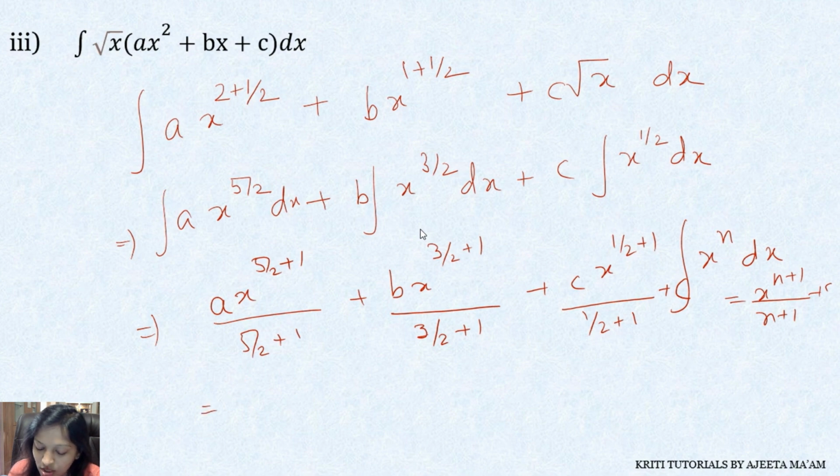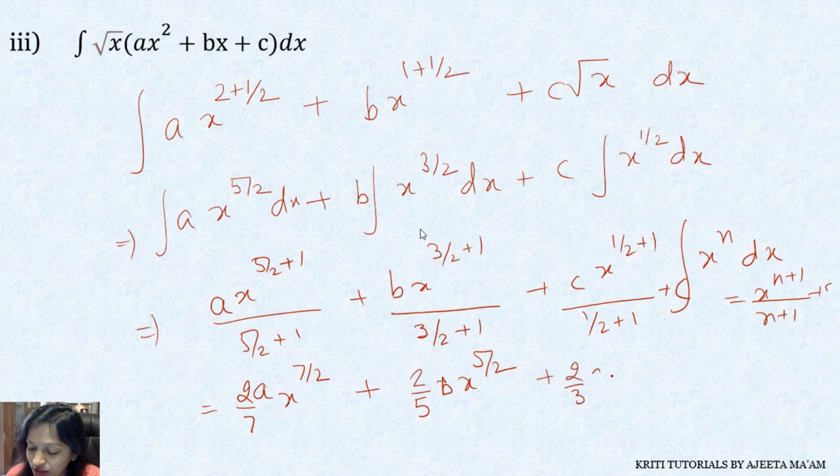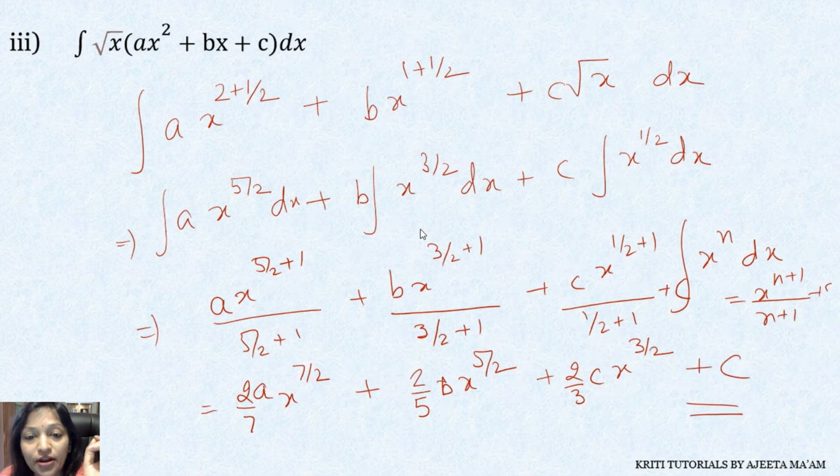Now let's make the final call. So 5 by 2 plus 1 is 7 by 2. So this will become 2 by 7 a x raised to 7 by 2 plus 3 by 2 plus 1 is 5 by 2. So this becomes 2 by 5 b x raised to 5 by 2. Now half plus 1 is 3 by 2. So this becomes 2 by 3 c x raised to 3 by 2 plus c. So this is our final call, right? The questions are not tough. They seem to be, but they are simply on the basic concepts. If you have not understood integration till now, please start watching these videos. This will really help you in understanding integration. Okay, now let's move on.